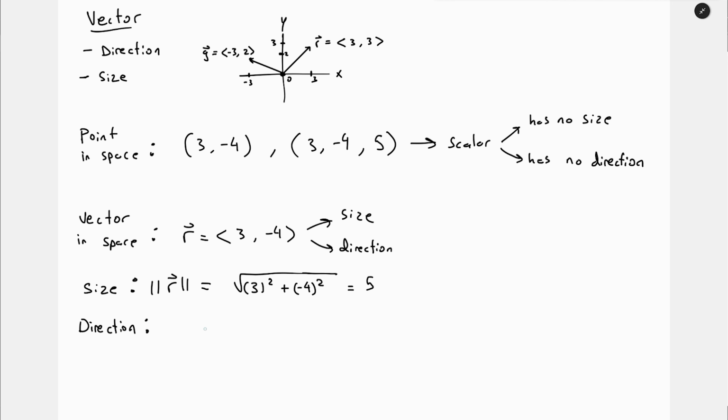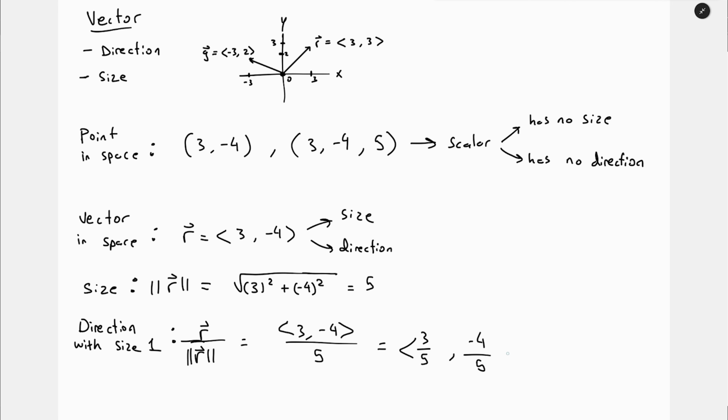And our direction is also shown on the vector, but if you just want a pure direction, a unit vector direction with size 1, you will divide your vector by its magnitude, size, and we have this. So our direction, only the direction, is this.